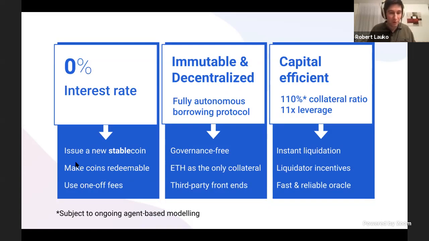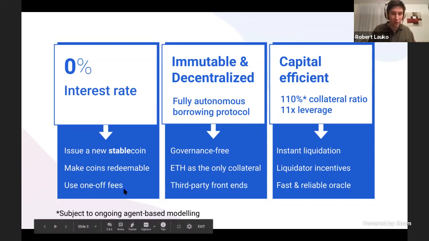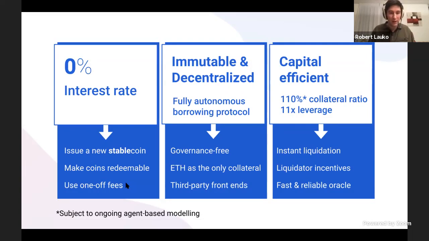We do this differently by making our stablecoin redeemable at face value. So you can always get an amount equivalent to the face value of the stablecoins that you redeem. This redeemability is coupled with a set of one-off fees, which, even though they are fees, are only payable at the beginning. So you are not subject to variable fees as you would be with an interest rate.